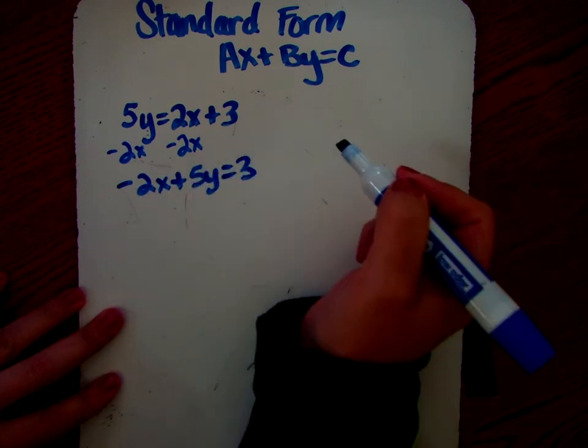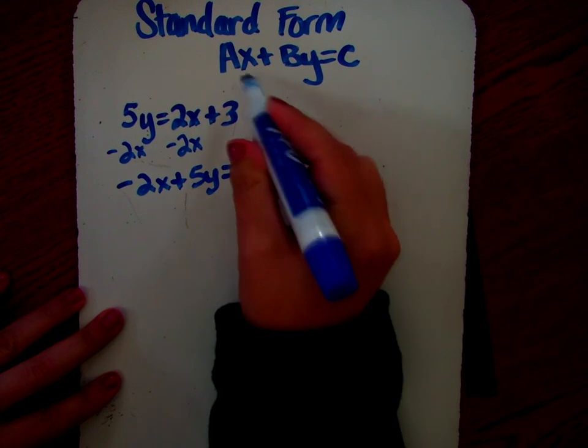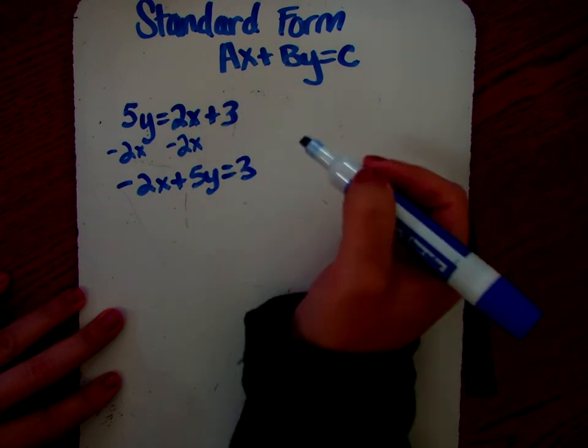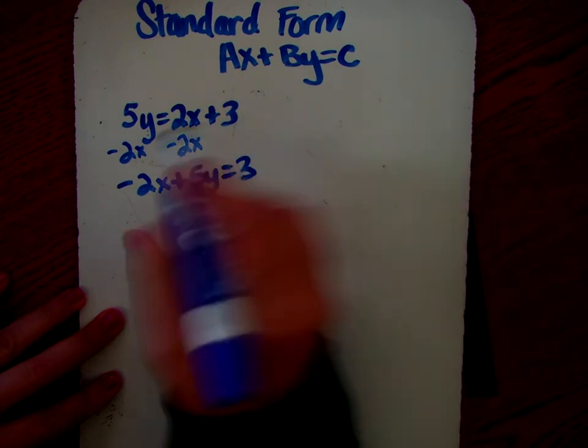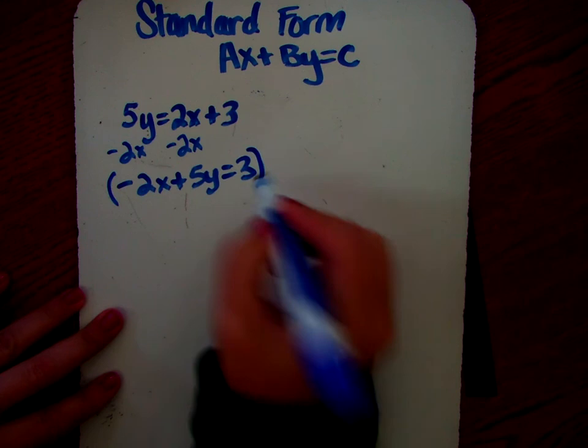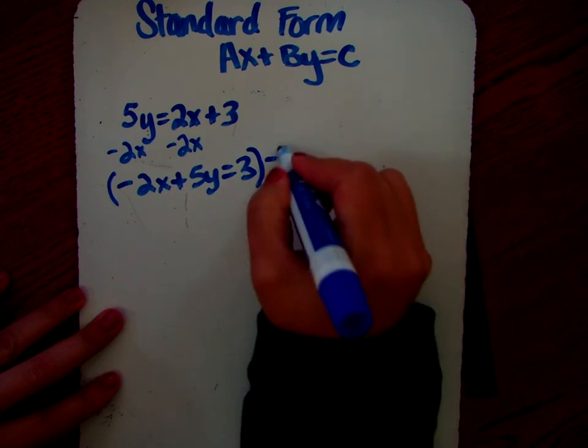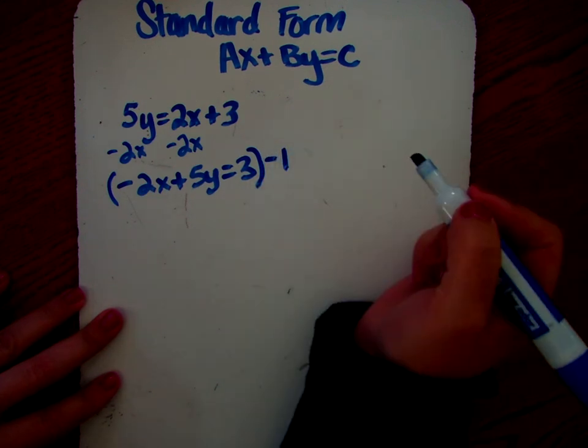Now, there is a rule. We do not want the a to be less than 0. Okay? So, it's a negative. That's less than 0. I'm going to multiply the entire equation by a negative 1.